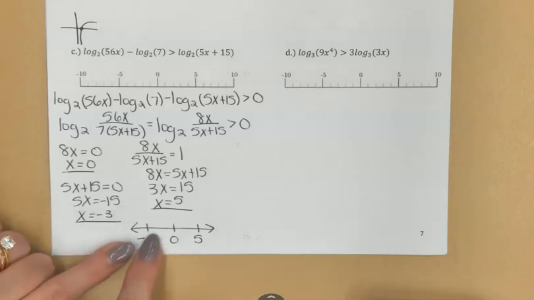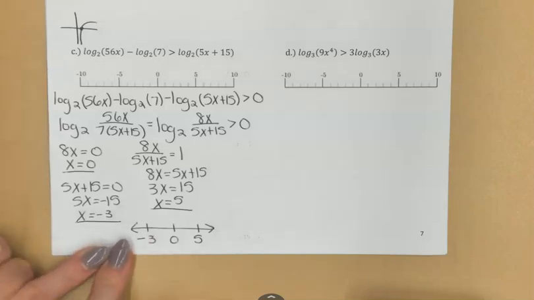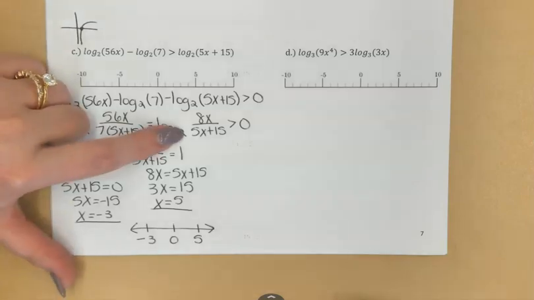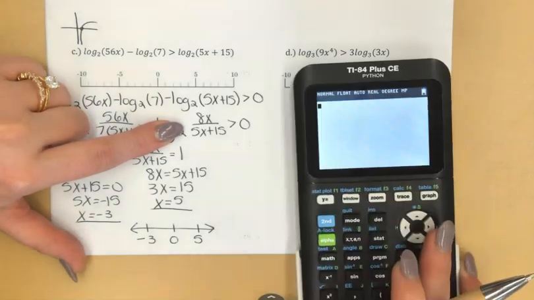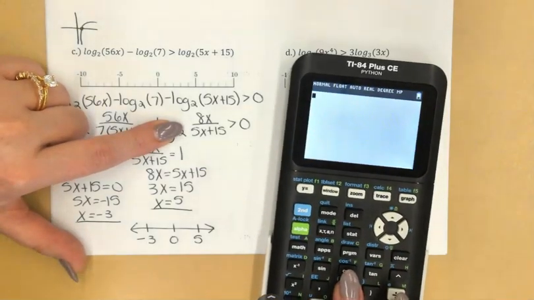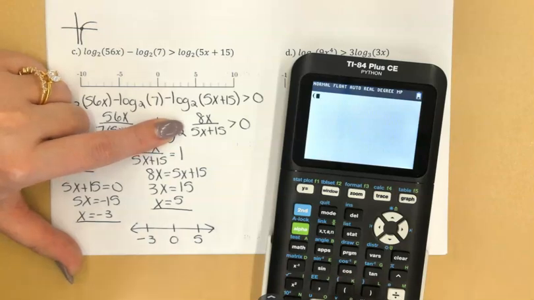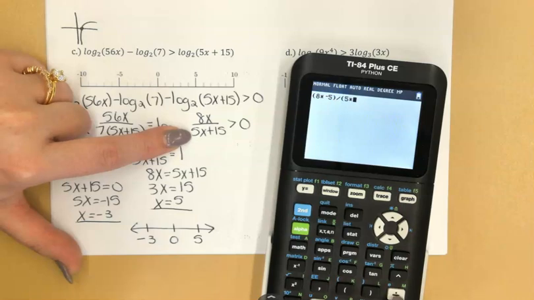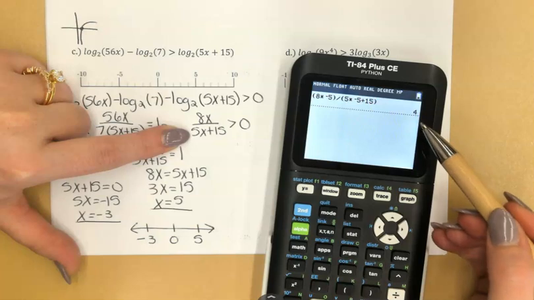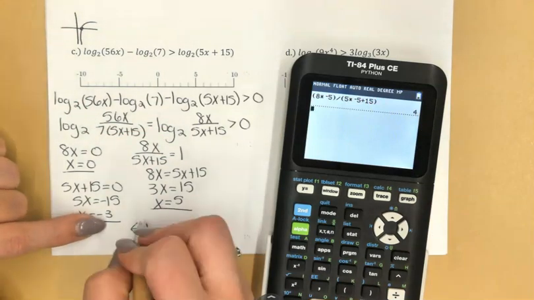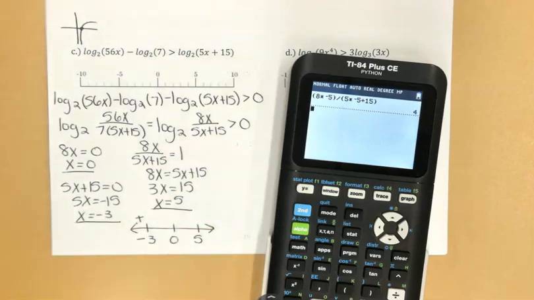So let's start with -3. If I pick a value smaller than -3, like say -4, for example, again, I'm looking at 8x over 5x plus 15. So let's say that I had -5. So 8 times -5 divided by 5 times -5 plus 15 gives me a positive number, and that number is greater than 1. So this graph here is going to be positive.